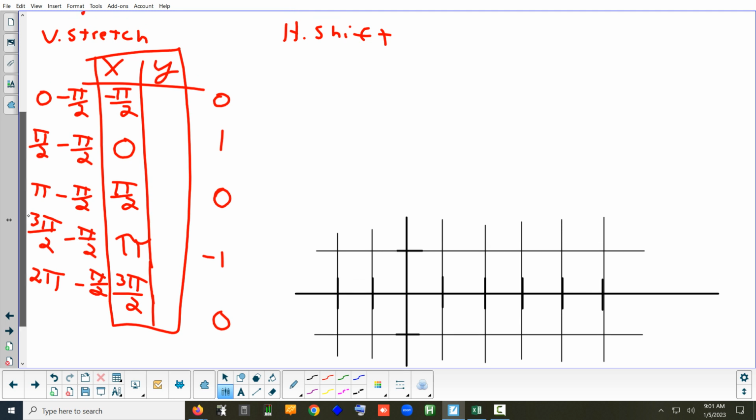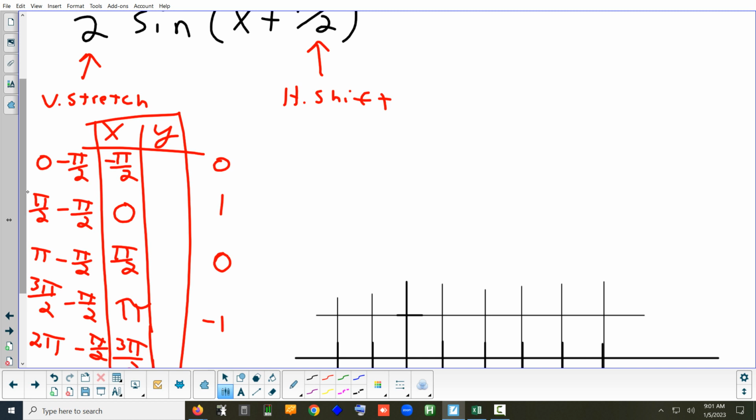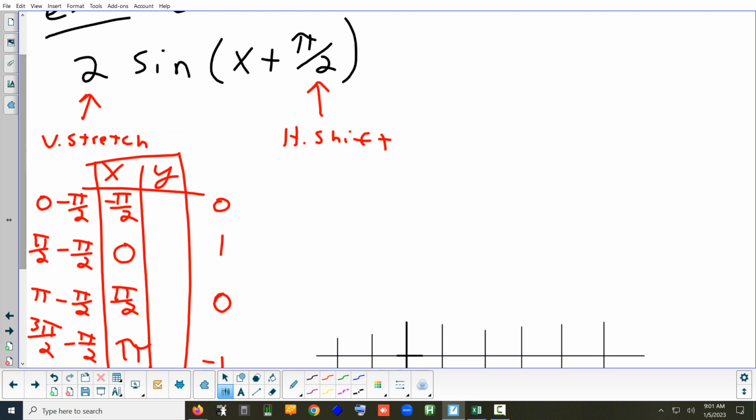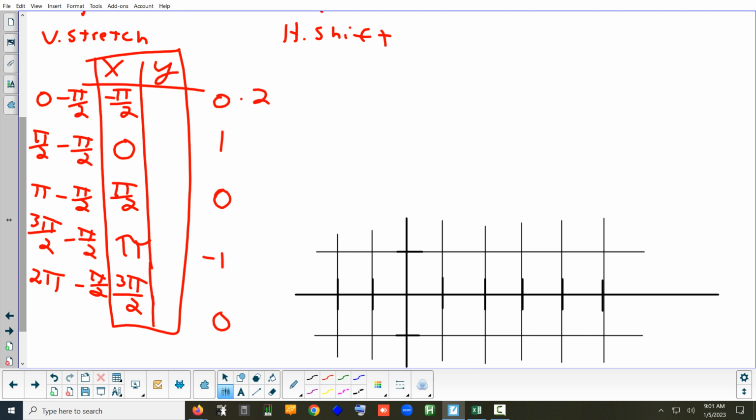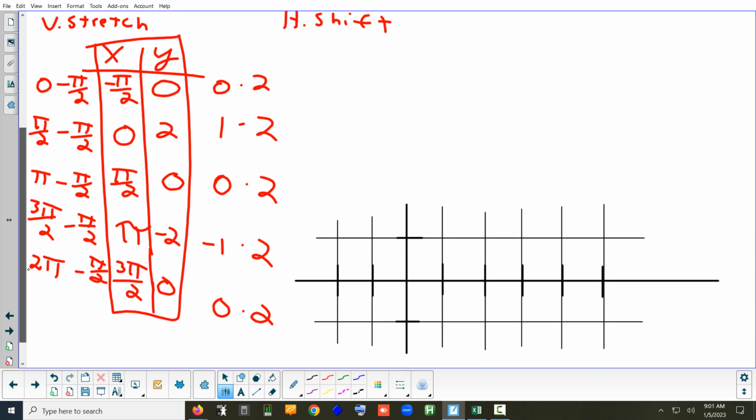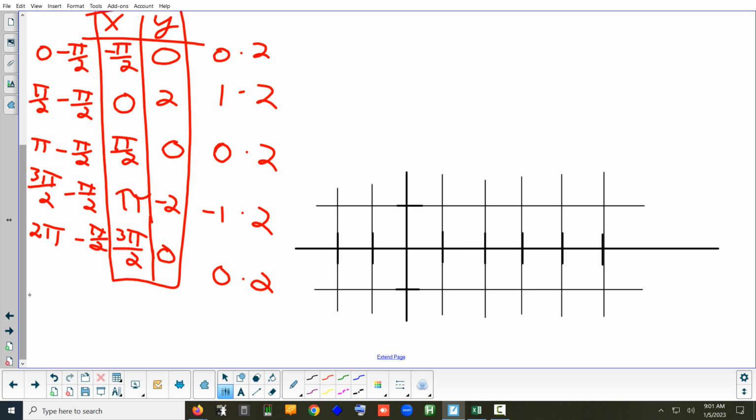And Lucas, what am I going to do to all the original y values to deal with that transformation? Multiply them by 2. Yep, I'm going to multiply them all by 2. So we get 0, 2, 0, -2, 0. So there's a problem that had multiple transformations in the same equation. All right, now we sketch it.